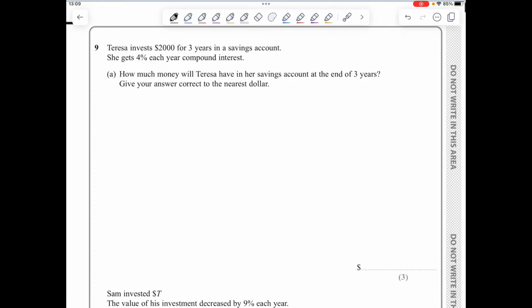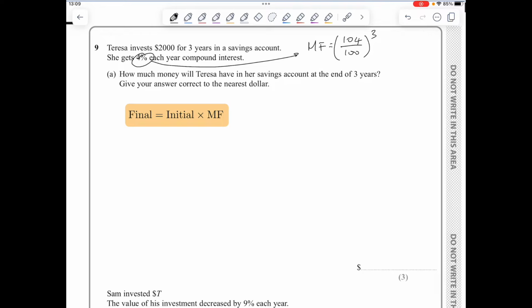For part A of question 9, I will work with the following formula. Final amount equals initial times the multiplying factor. Now, because I get a 4% increase every year, my multiplying factor will be 100 plus 4, which is 104 over 100 to the power of 3, because I've got 3 years. So that's 1.04 to the power of 3 as a decimal. Hence, the final amount will be 2,000, which is the initial, times 1.04 to the power of 3.